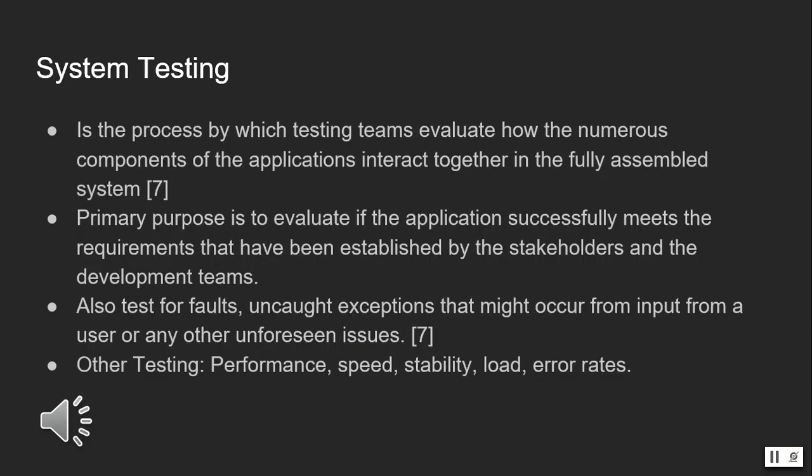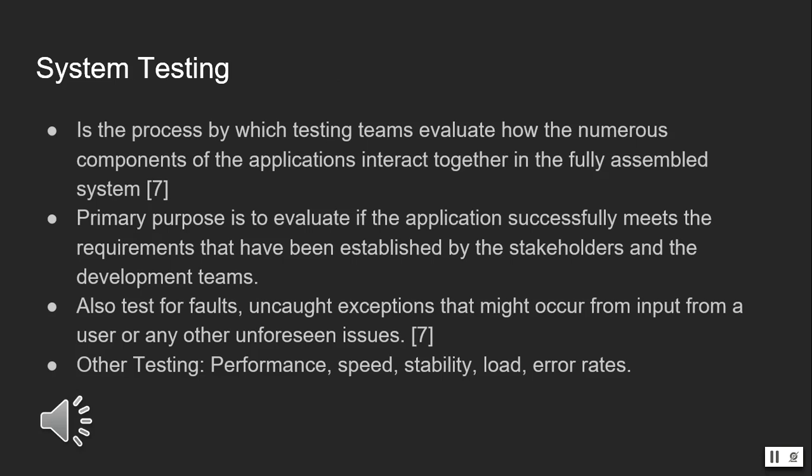Once integration testing has been successfully completed, the testers move on to system testing, which is the process by which testing teams evaluate how the numerous components of the applications interact together in the fully assembled system. The primary purpose is to evaluate if the application successfully meets the requirements that have been established by the stakeholders and the development teams.